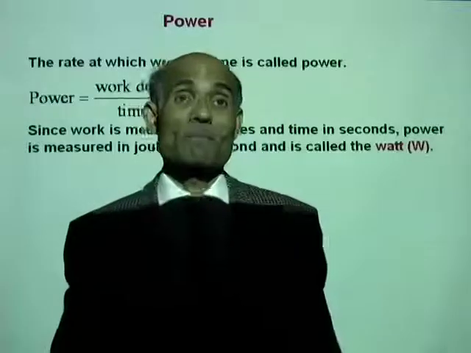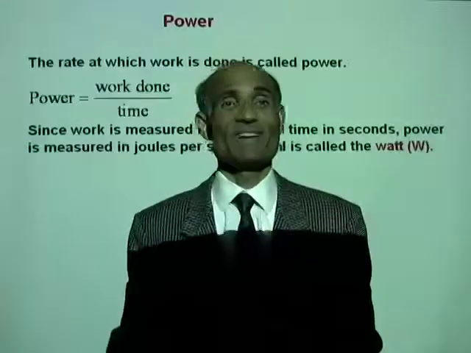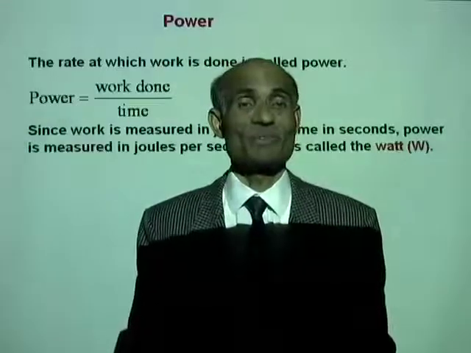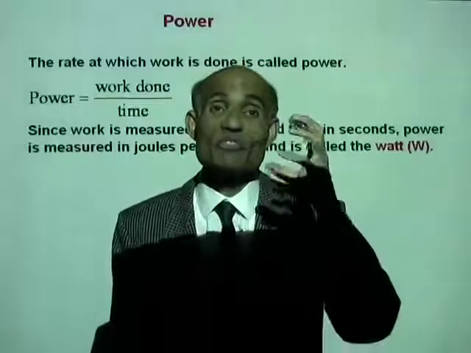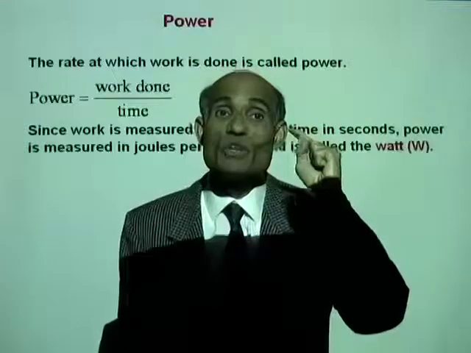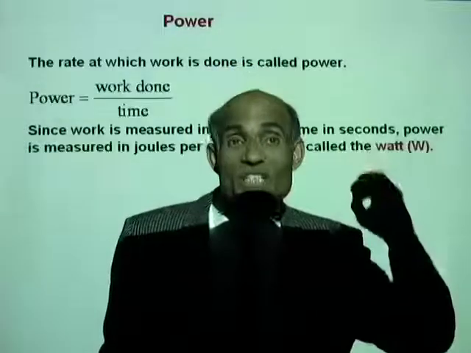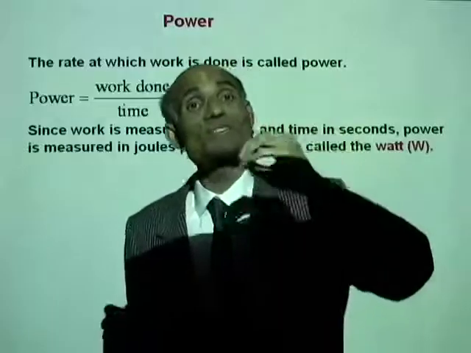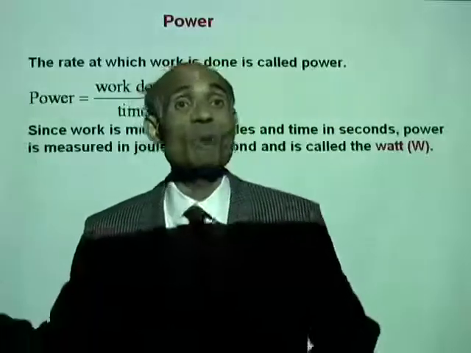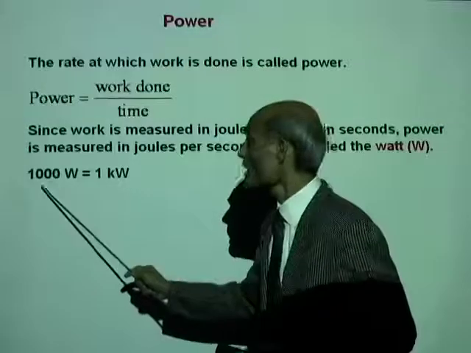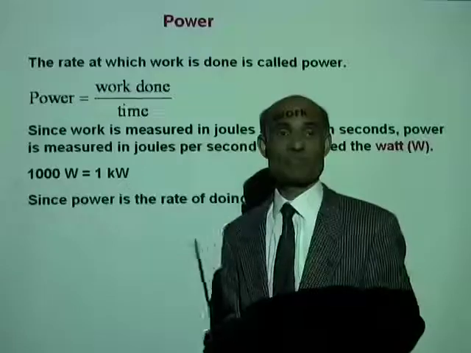Tell me, you have a 60-watt bulb in your bedroom. What does that mean? 60 watt. It means that bulb will use up electrical energy at the rate of 60 joules per second. That is why it is called a 60-watt bulb. 1000 watt is 1 kilowatt.